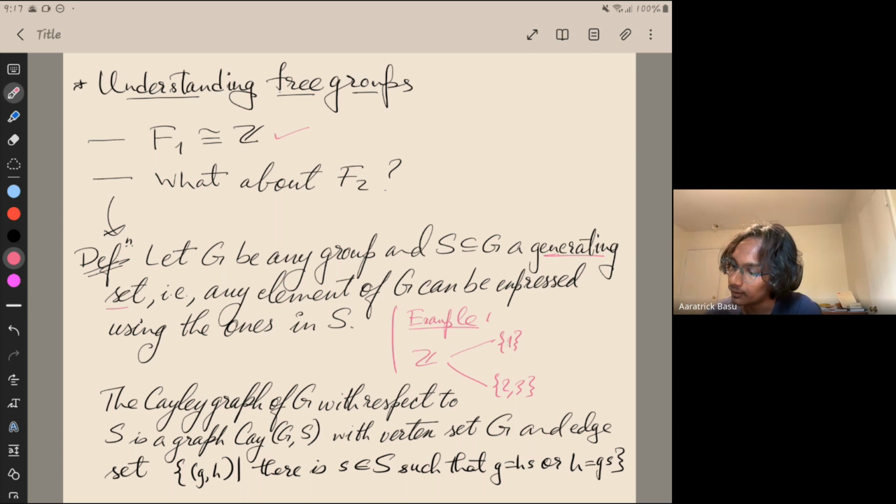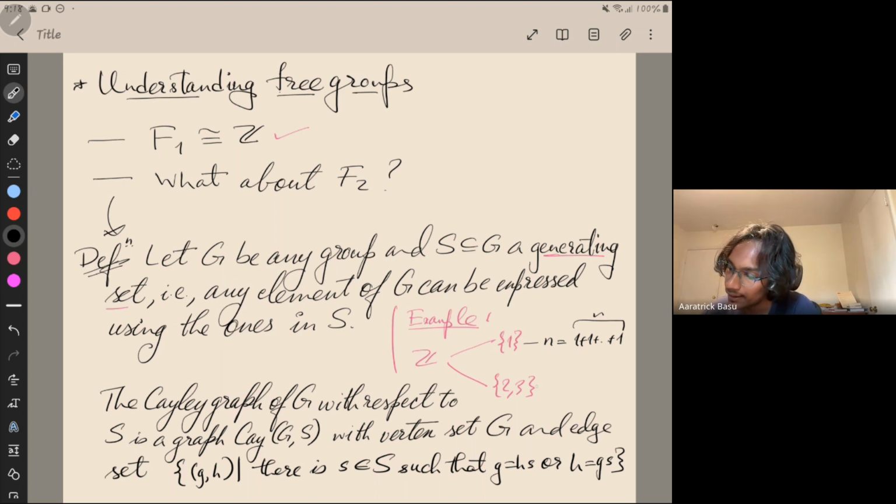Let's do an example. If you look at the group Z, one way is to take the generating set given by 1. Any element n can be written as n times 1, which is 1 plus 1 plus up to n times. You can always do that. This proves it for any integer, and 0 is 0 times 1.